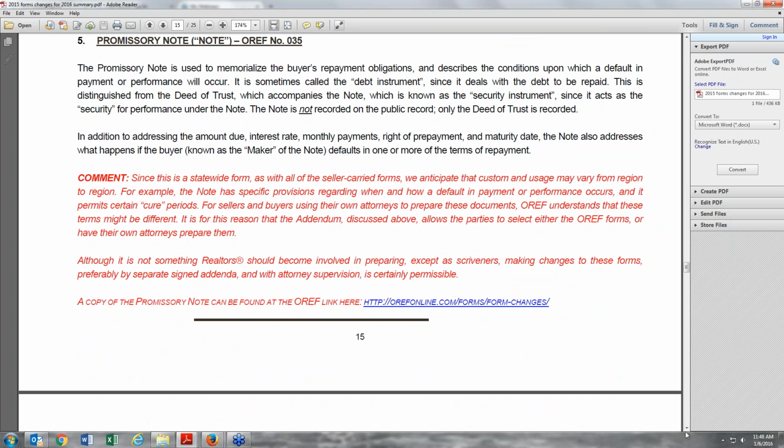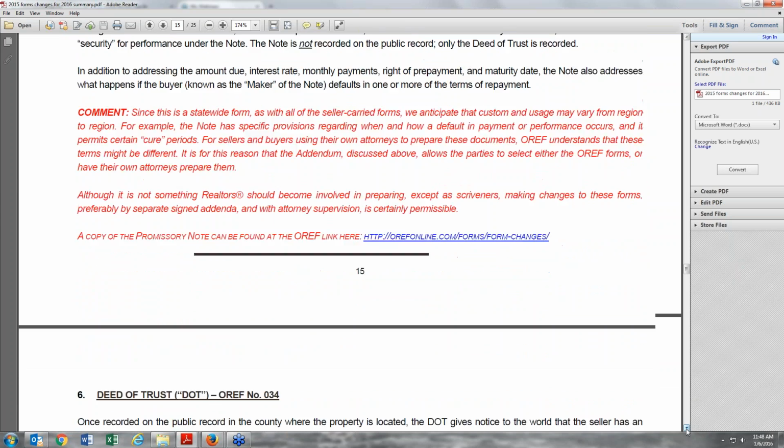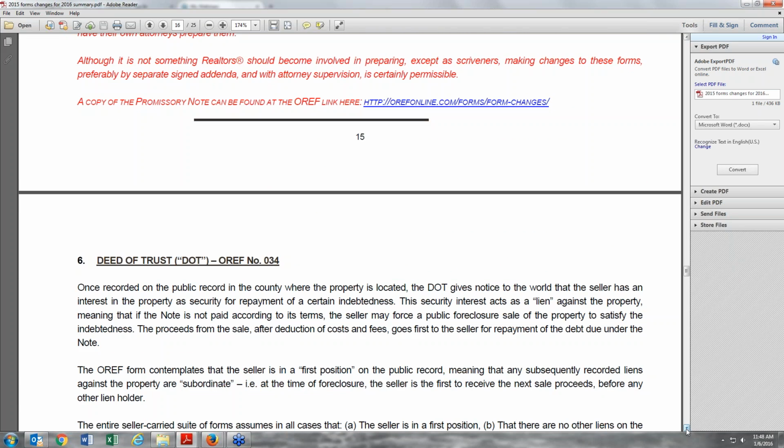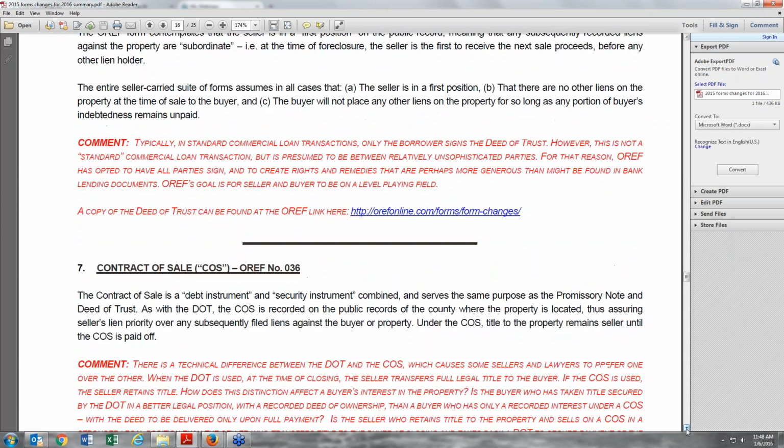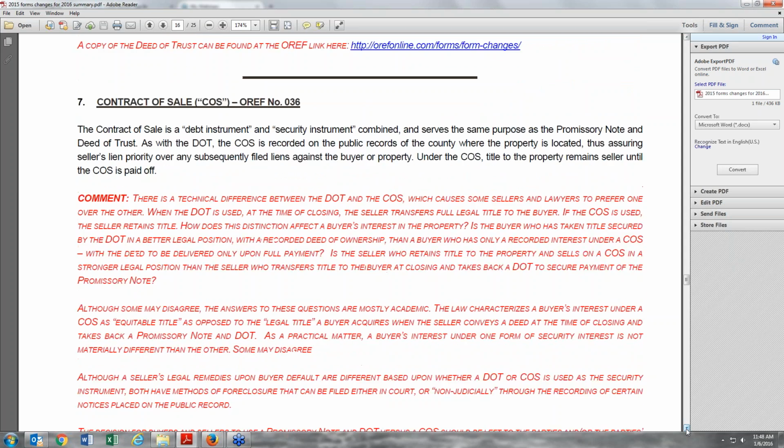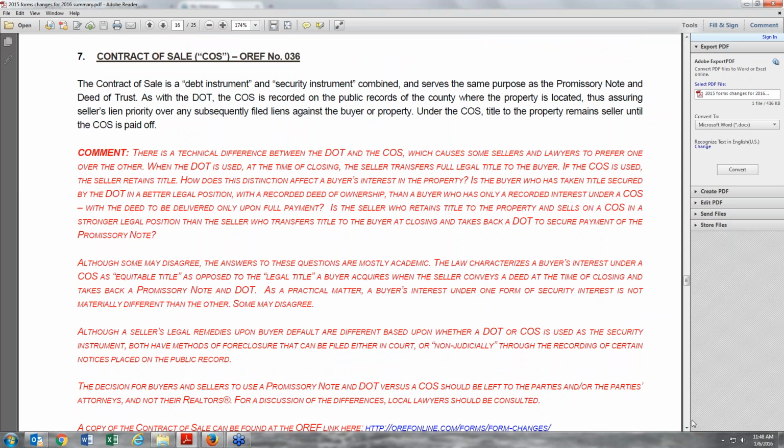And then in section 7 of the handout, I'm dealing with the contract of sale, and I think most of you know what a contract of sale is. It does differ from a deed of trust in certain respects, and you want to make sure that your client, whether it's a seller or buyer, has legal advice on this, because some attorneys have certain beliefs as to which is best for whom. So you want to make sure your client gets legal assistance on that.